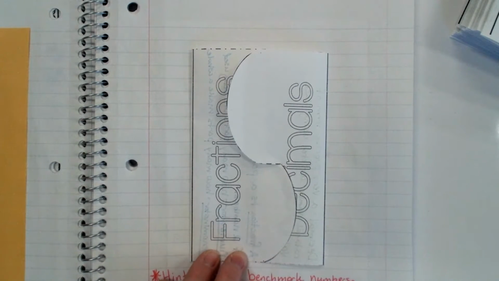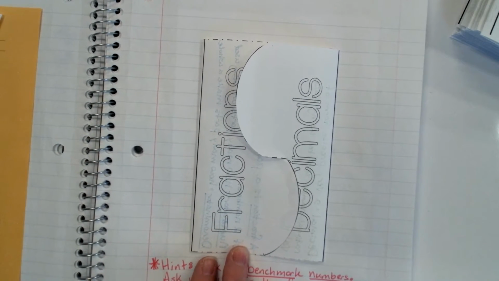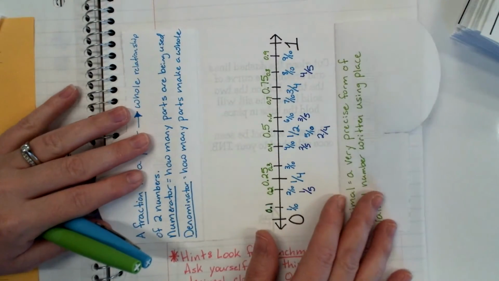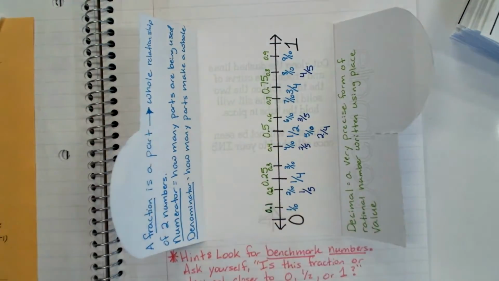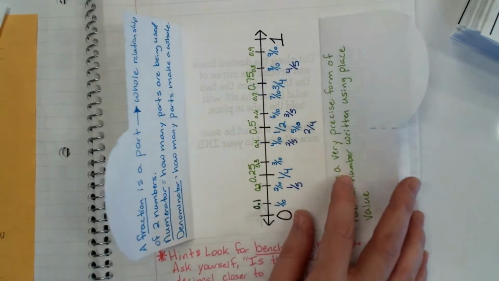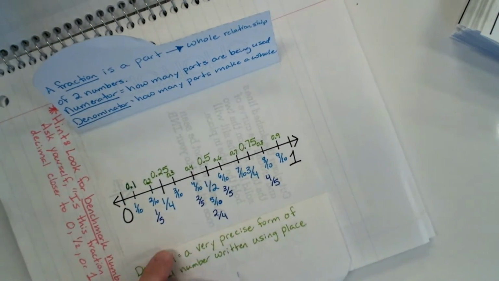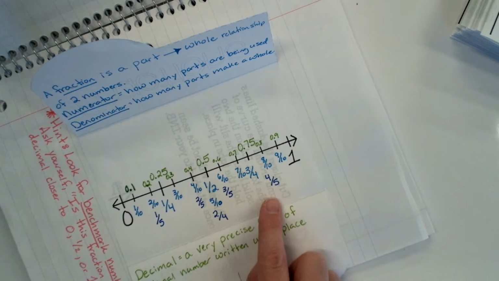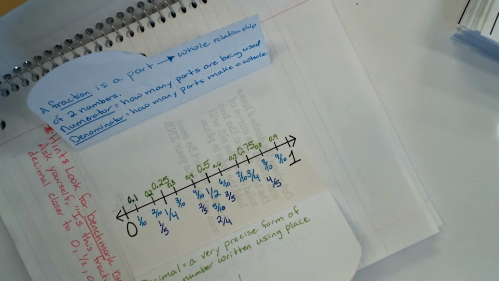There were quite a few of you absent. That's okay. If you weren't here, then you can get this from me when I am back on Thursday and we'll catch you up. But if you were here, you remember we filled out this number line. Let me turn it the right way. And we talked about benchmark fractions and their corresponding decimals and how those correlate.